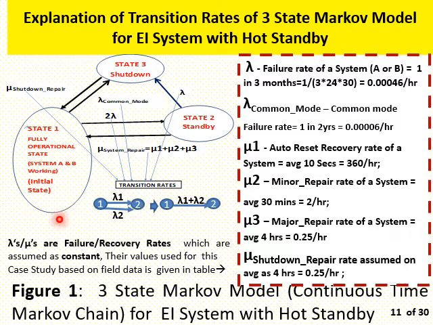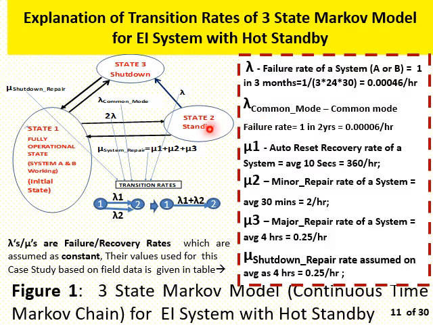Let us say the failure rate of system A is different from the failure rate of system B. If lambda 1 is the failure rate of system A, then lambda 2 is the failure rate of system B. Then the transition between 1 and 2 will become lambda 1 plus lambda 2. This is how the transition rates are added. Because lambda 1 is equal to lambda 2 is equal to lambda, the transition rate between 1 and 2 is equal to 2 lambda, because of the failure rates of systems A and B.